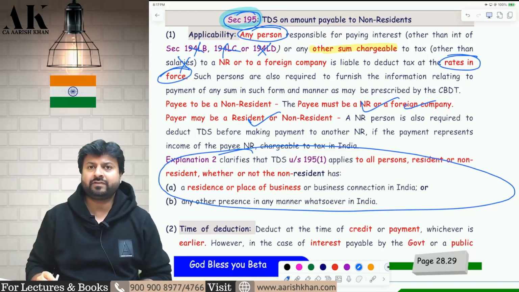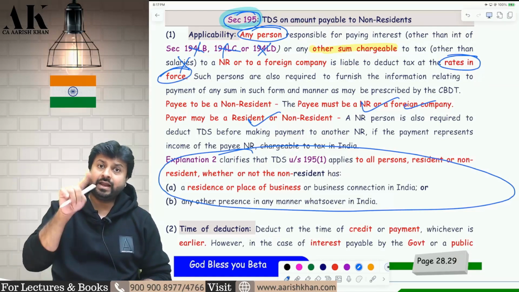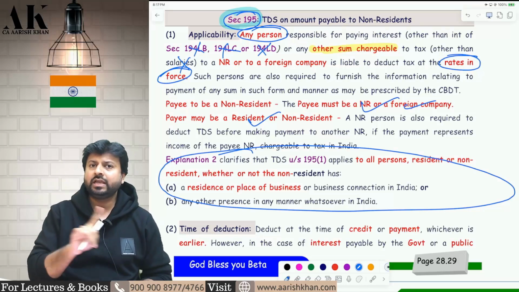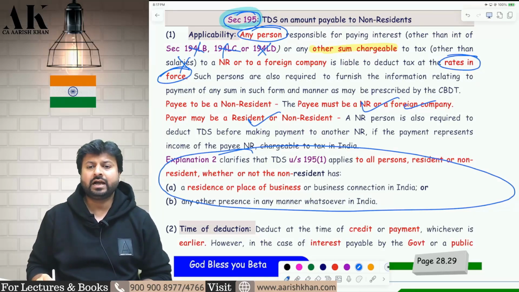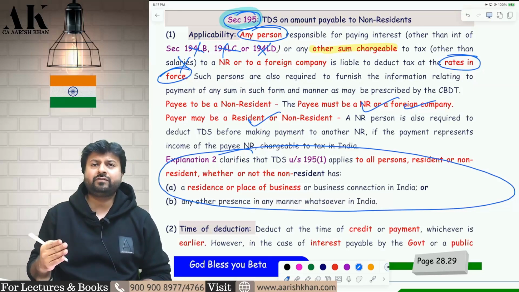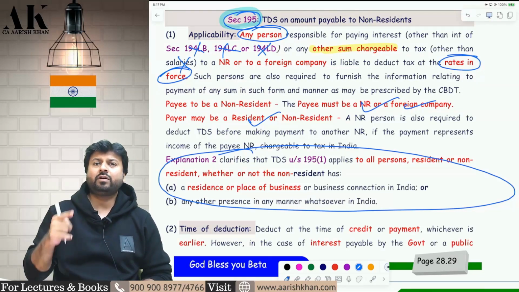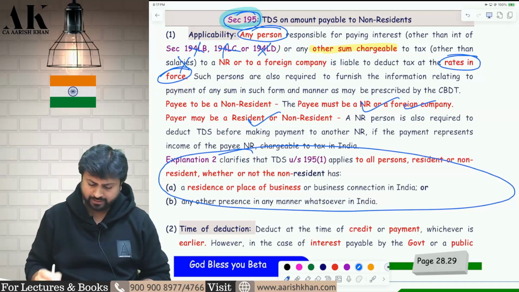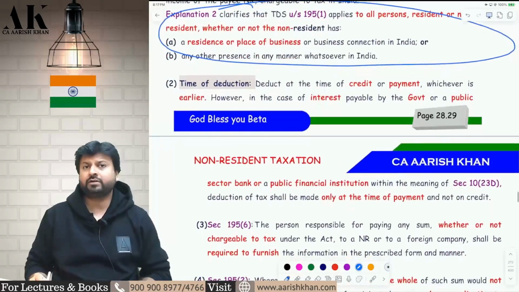For that, you need to see the Finance Act or DTAA. Finance Act and DTAA talk about rates in force. Income tax law does not talk about it. Okay. I hope it is clear to all of you. Along with that, you also have to fill certain prescribed forms like 15CA, 15CB for making payment out of India. Okay. Now, let's talk about the second part of this section.